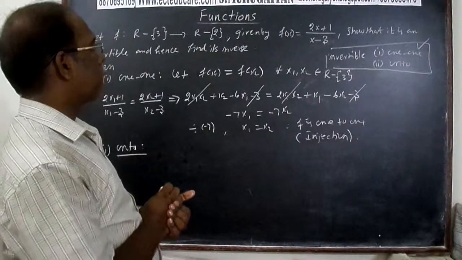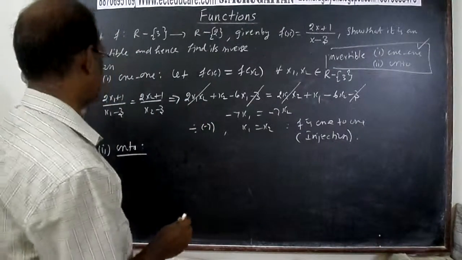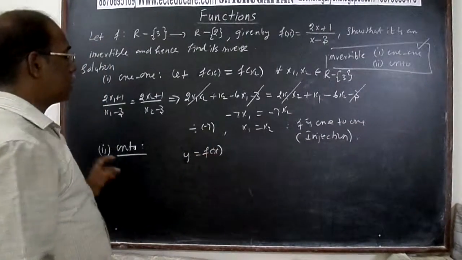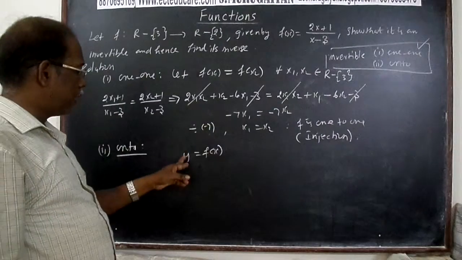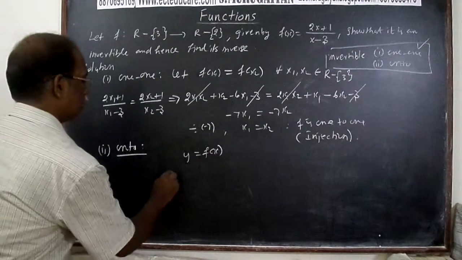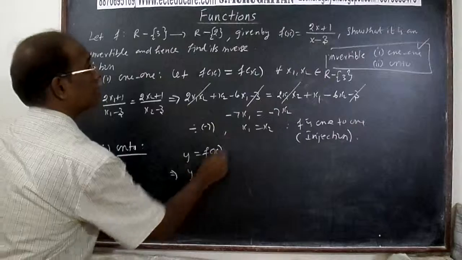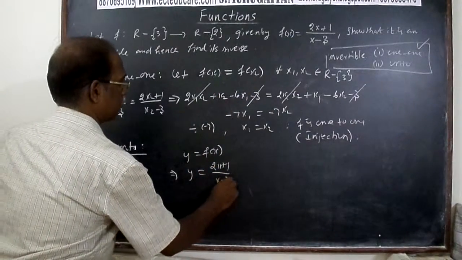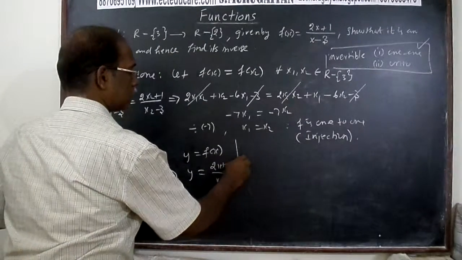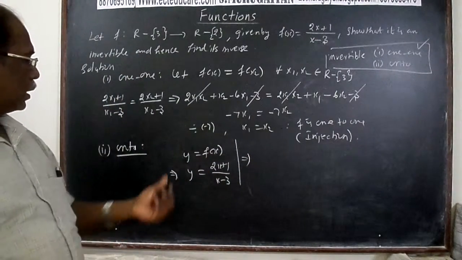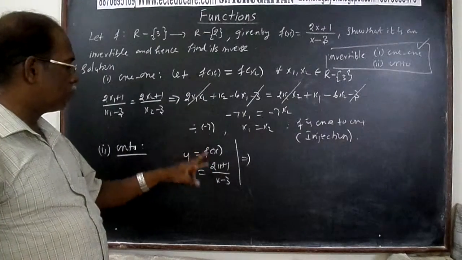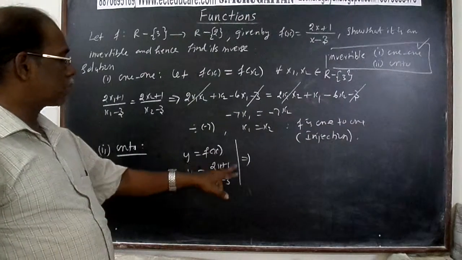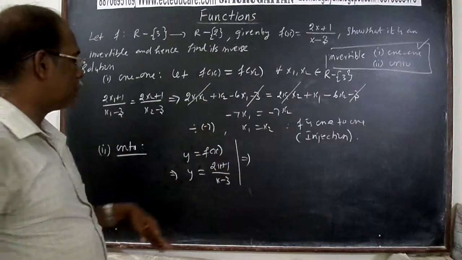We have to take the explicit function of y, that is y as a function of f(x). This is known as the explicit function of y, y in terms of x. Then y equal to, what is f(x)? From the question, (2x + 1)/(x - 3). From this, what is our purpose? The explicit function of y should be converted into the explicit function of x. Y in terms of x means we are going to write x in terms of y.